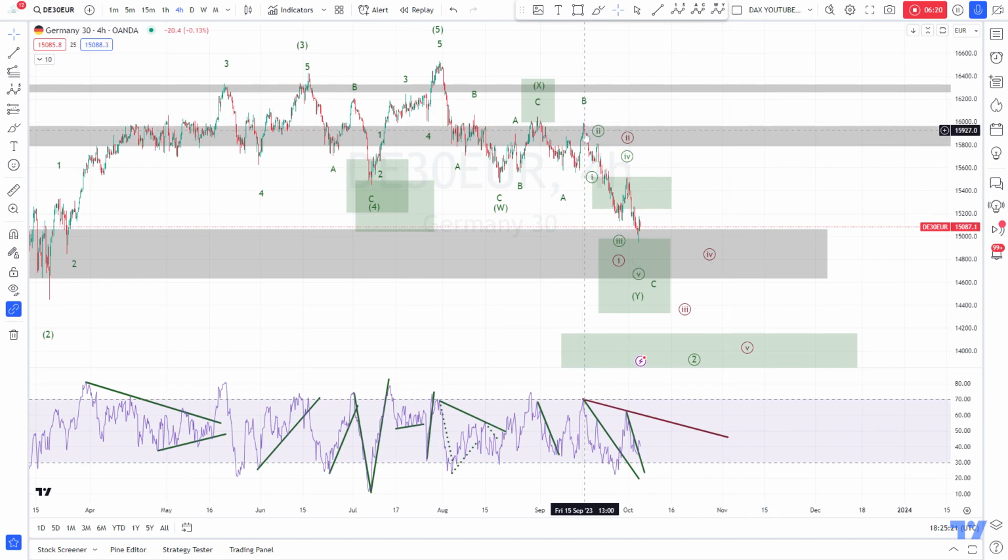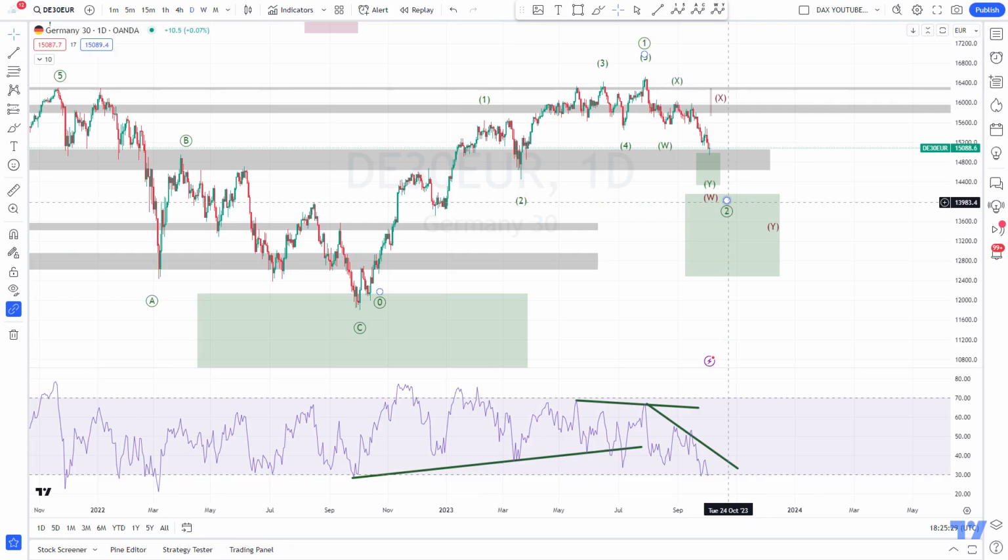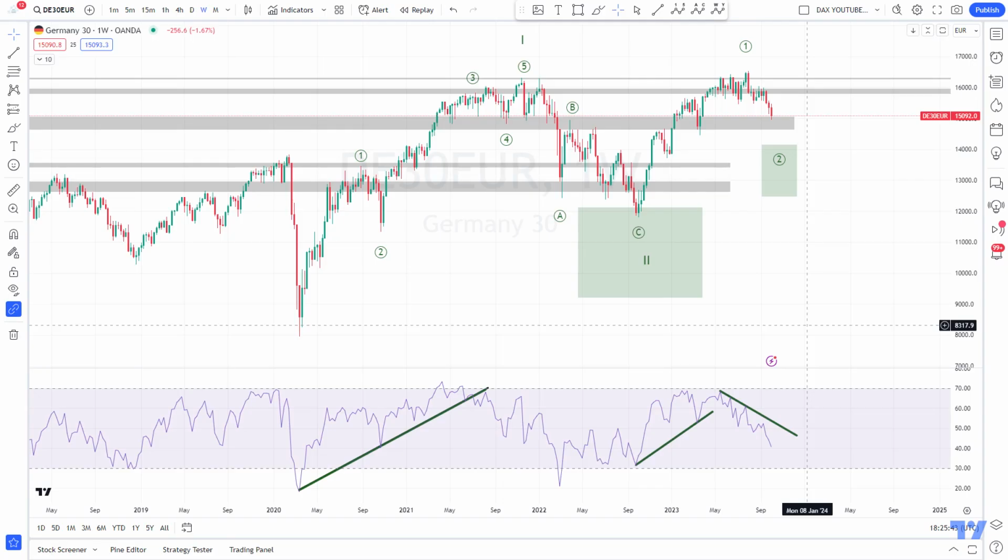So the arguments in favor of an extended wave C down are that the weekly and the daily are clearly bearish. If we look here at the cycle in the daily, we are still in a bearish cycle. Also in the weekly, what we see here is that we are forming a downward RSI trend line. We broke the upward trend line. So this is an indication of a downward cycle in the weekly.